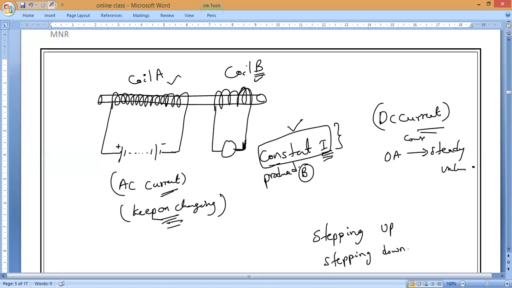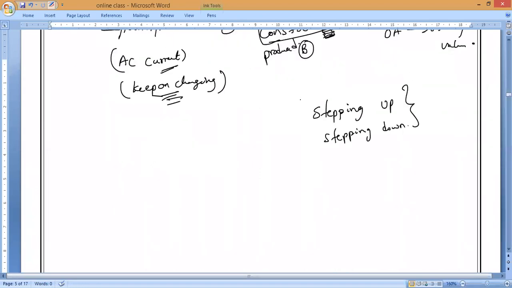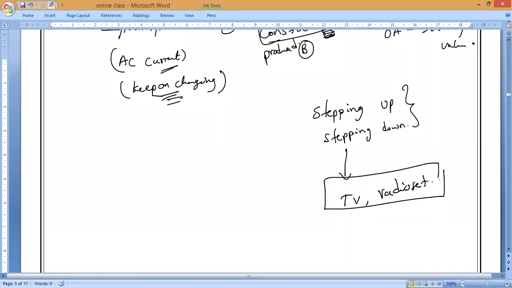But the amount of current which is produced here is based upon the number of turns of coil A and coil B. That is the relative number of turns of wire in coil A and turns in coil B. That is what you have to remember. So in transformers, step up and step down, everywhere we are using this phenomenon, in all the TV sets, refrigerators, geysers, radio sets, etc. So this is all you have to remember.